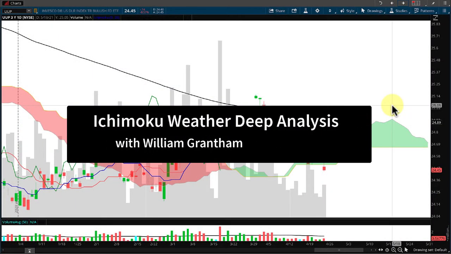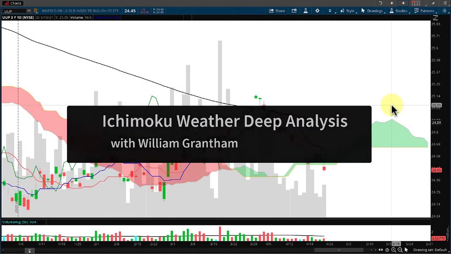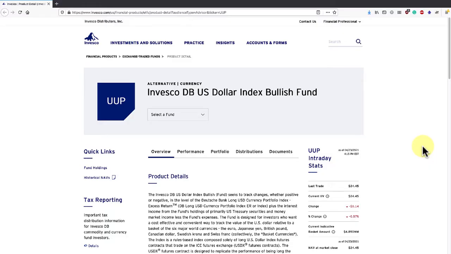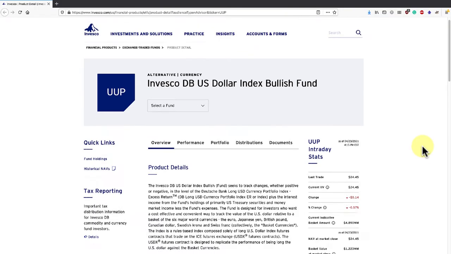I'm William Grantham with IchimokuWeather.com, and this is a deep market analysis of the ETF UUP, which tracks the United States dollar. If you are a FOREX trader, you might find this of interest to be able to work with your currency pairs. If you are a stock trader and interested in knowing what's going on with large caps, small caps, emerging markets, or developing markets in relation to the US dollar, this video will also be of interest for you. UUP is an ETF by Invesco, and it tracks the Dollar Index Bullish Fund.